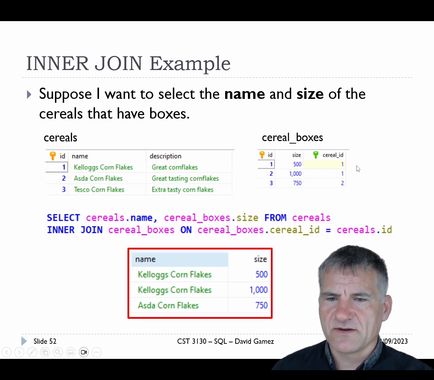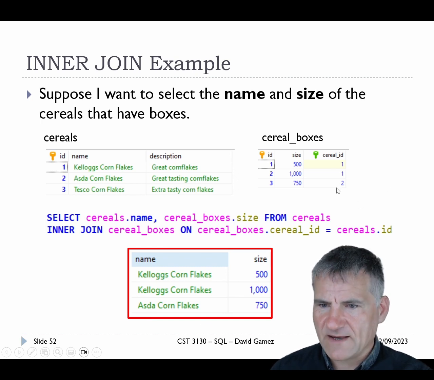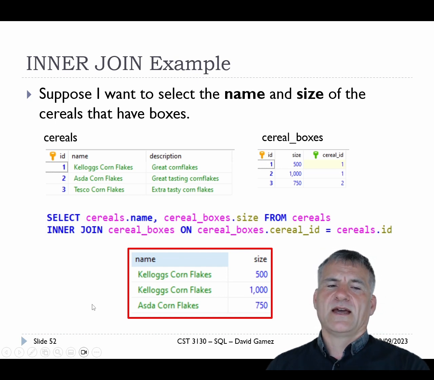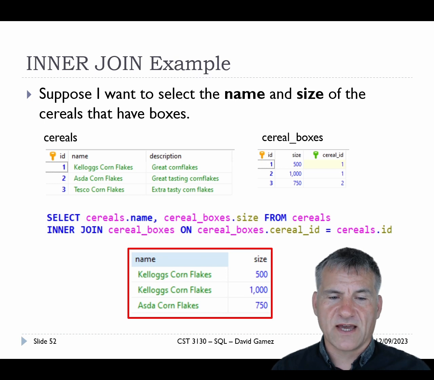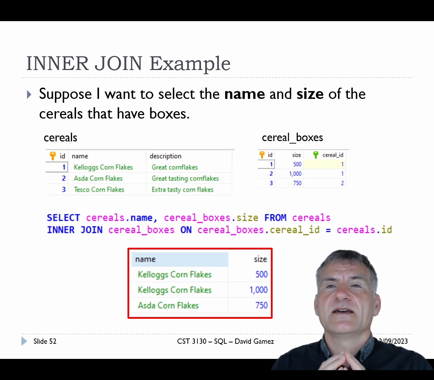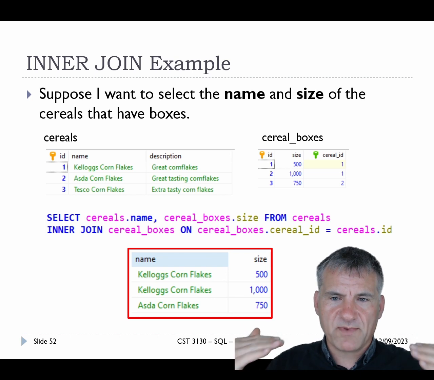We now know that Kellogg's cornflakes appears in 500 and 1000, that's because this one matches this one here, this one matches this one here. And as the cornflakes is joined here, we can see the cornflakes appears in a 750 gram box, and Tesco cornflakes, as yet, has not been boxed according to this database, so we're not getting any rows returned for the Tesco cornflakes because no box has been specified. Remember, it only returns rows that match both of the tables.